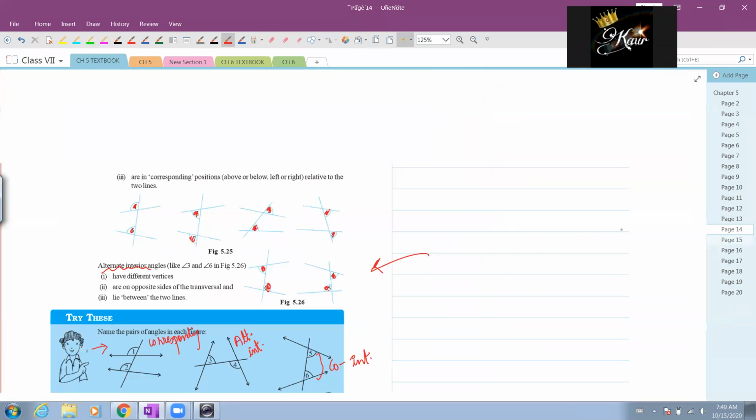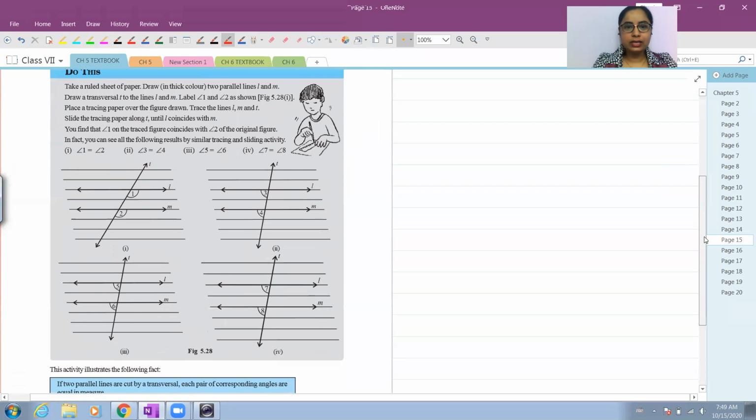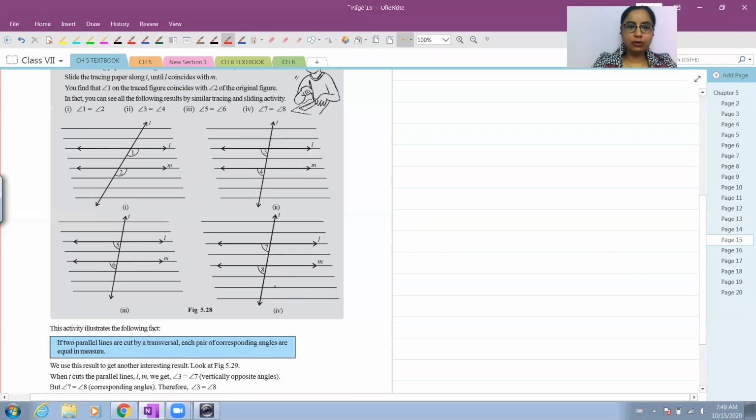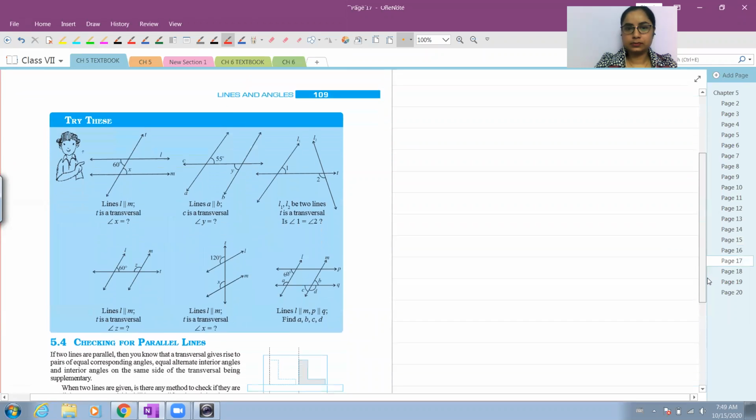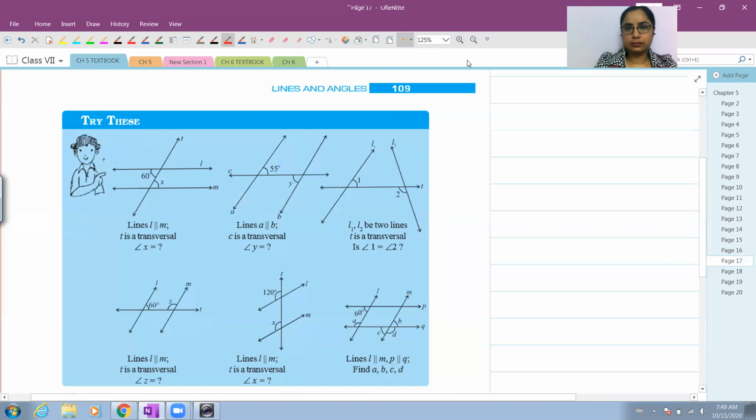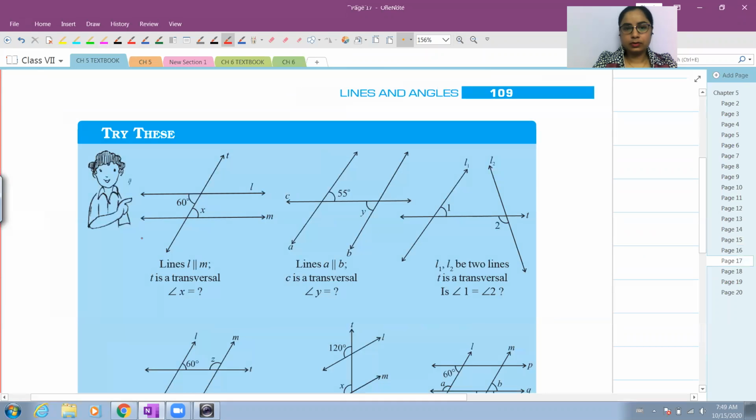Okay. Let's take another try over here. Now look at this figure. They have also done this activity where they have marked corresponding angles in various ways, on page number 109. Now they are telling you that the lines are parallel and T is the transversal. What do you think about X?